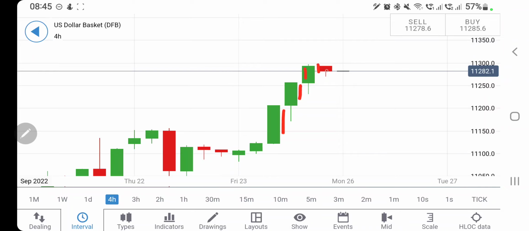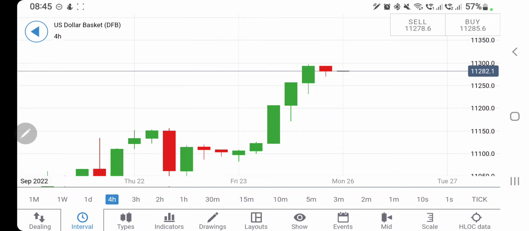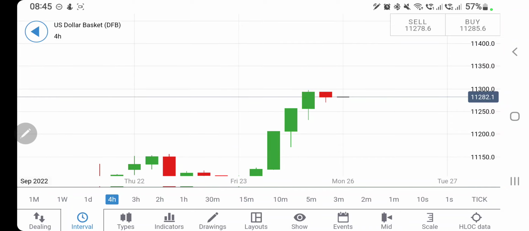Now it may try to retrace back a bit and, classically, create a channel of its own. The support there at 112 is going to be crucial. Only if it breaches below 112 can you expect 111.5, which is another support. Below that, 111 should come into the picture. So till 112, do not think of selling the dollar index. At the same time, on the upside, beyond 113 we can see another round of rise.